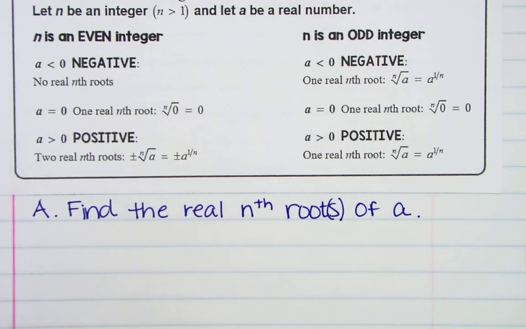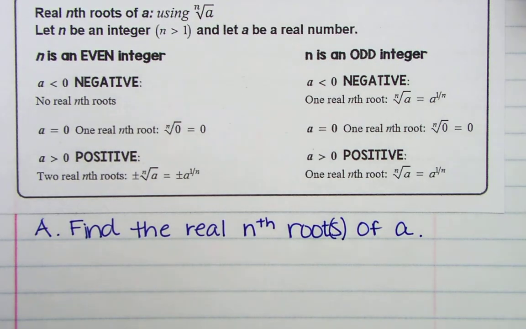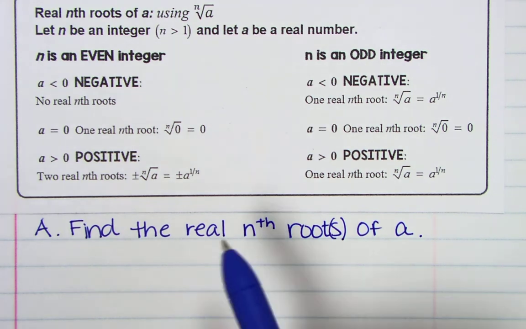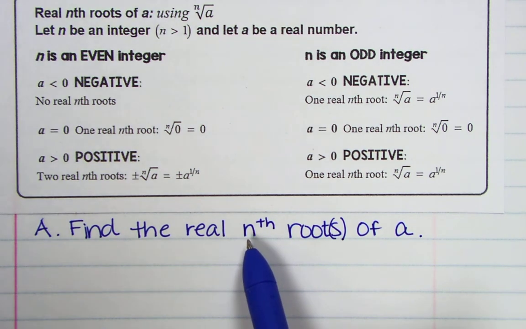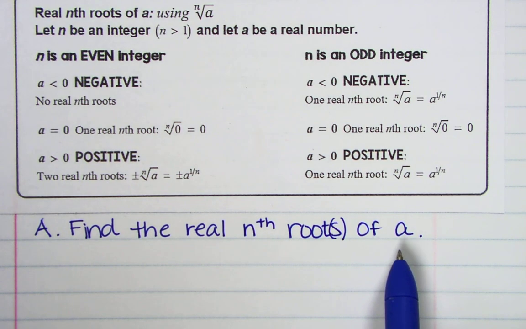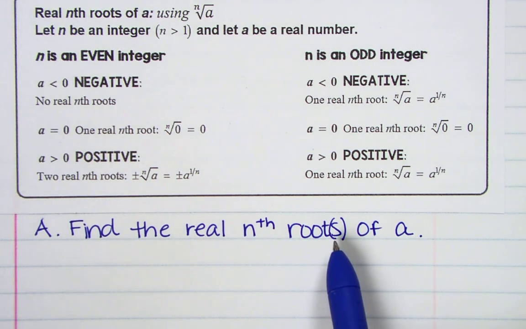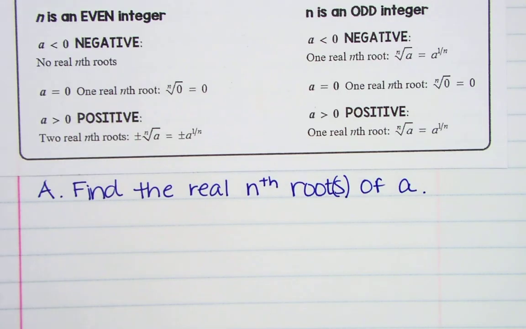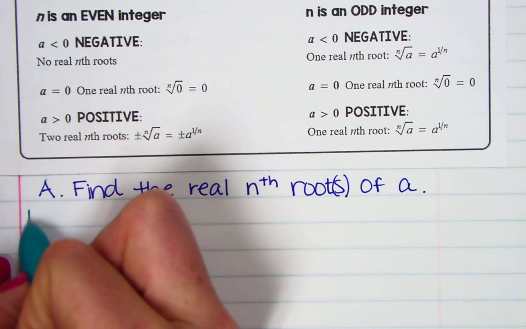Okay, find the real nth roots of A. Nth means we don't know, it could change. The number's going to change. A is always going to be the base, the big number underneath the root. And it could be root, or roots with an S, because it could be more than one. So first we'll do number 1.